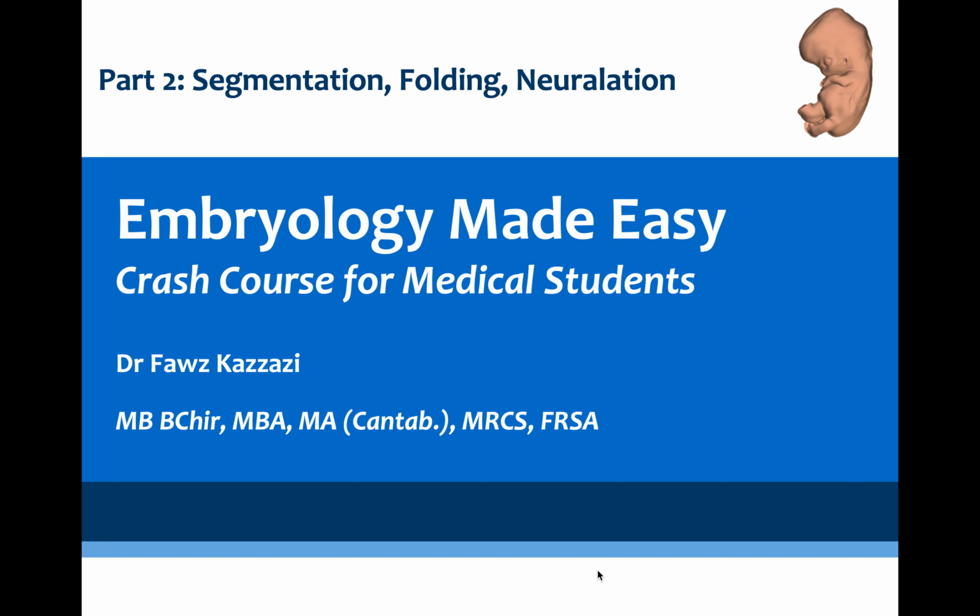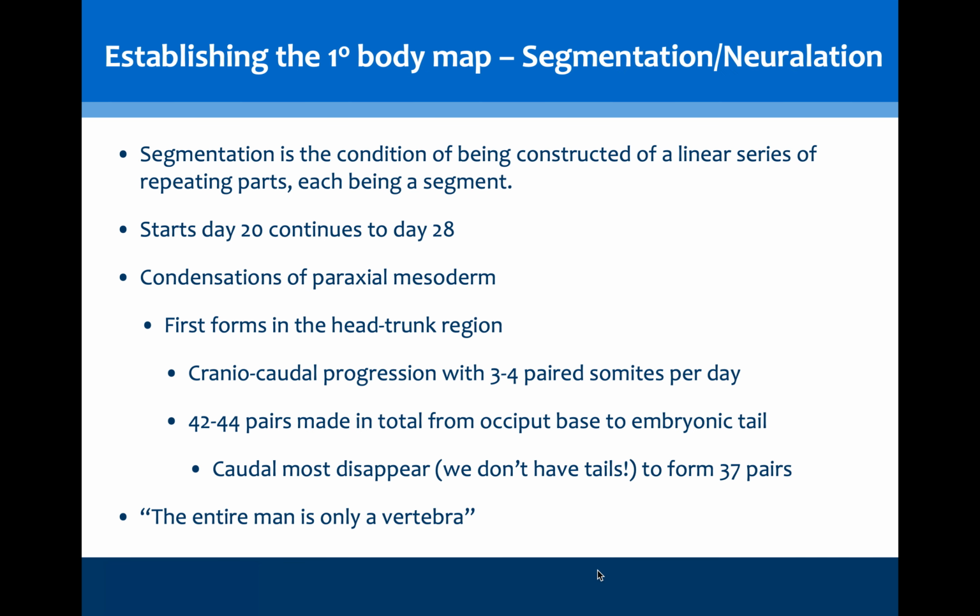We discussed in the last part the processes of fertilization, implantation, and gastrulation, and we spent some time focusing on ectopic pregnancy and the importance of that clinically, and the embryological processes that allow us to identify it as a disease process. Today we'll be discussing segmentation, folding, and neurulation, and let's get straight into it.